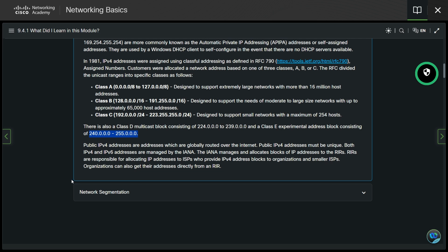Public IPv4 addresses are addresses which are globally routed over the internet. Public IPv4 addresses must be unique. Both IPv4 and IPv6 addresses are managed by the IANA. The IANA manages all allocated blocks of IP addresses to the RIRs. RIRs are responsible for allocating IP addresses to ISPs, who provide IPv4 address blocks to organizations and smaller ISPs. Organizations can also get their addresses directly from an RIR.